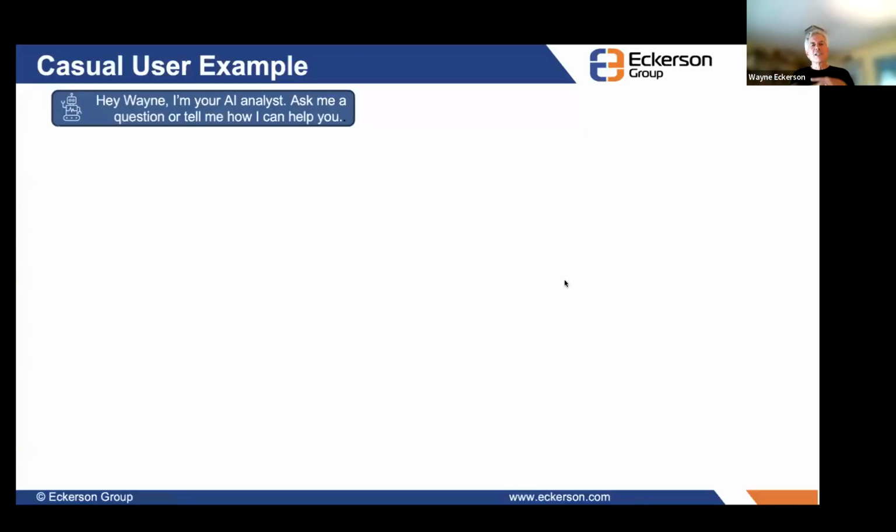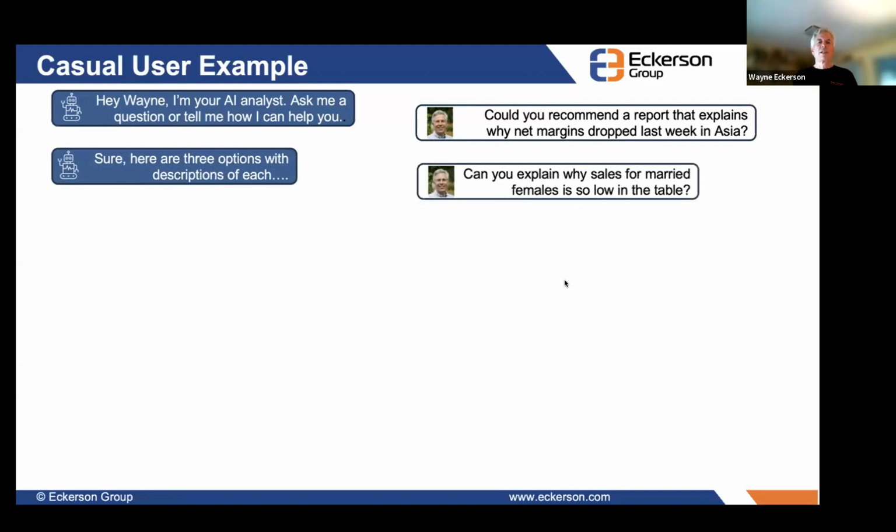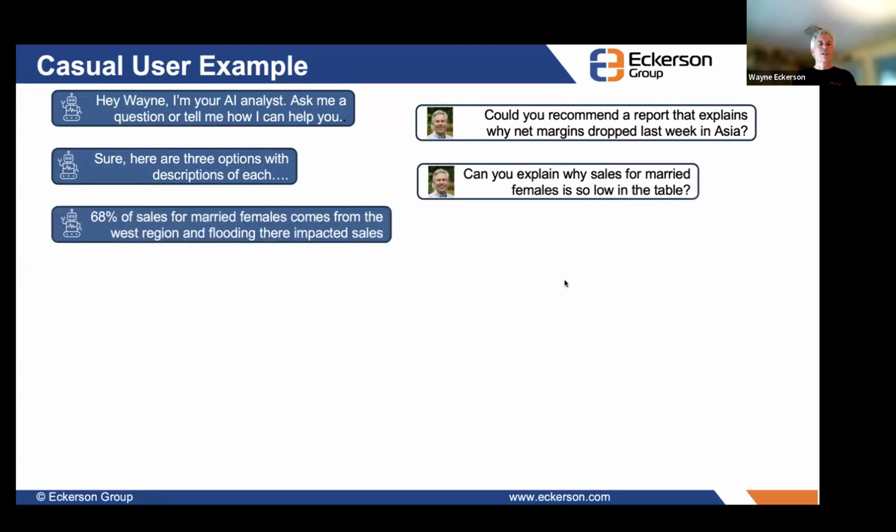So for a casual user, here's how the conversation might go. Hey, Wayne, I'm your AI analyst, your robo analyst. Ask me a question or tell me how I can help you. And I might reply, well, could you recommend a report that explains why net margins dropped last week in Asia? Sure, here are 3 reports with descriptions of each, and you can choose one that you want. Great. Now, can you explain why in this one report sales for married females are so low? Sure. And they'll do an additional analysis.